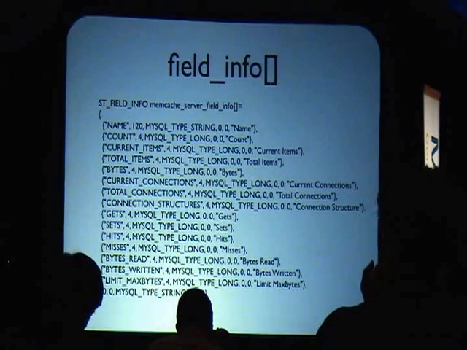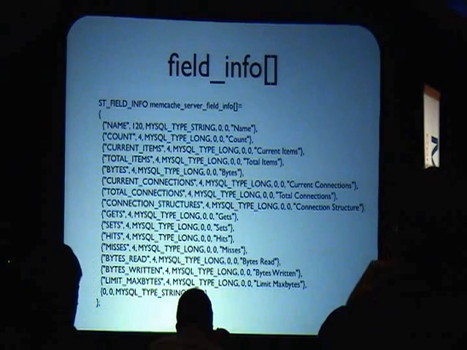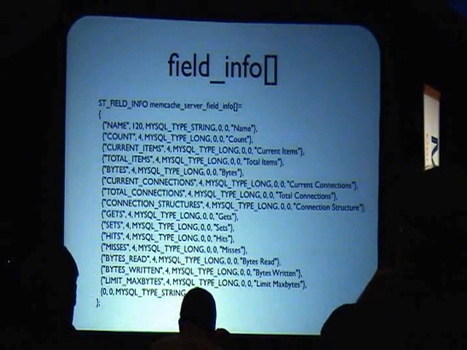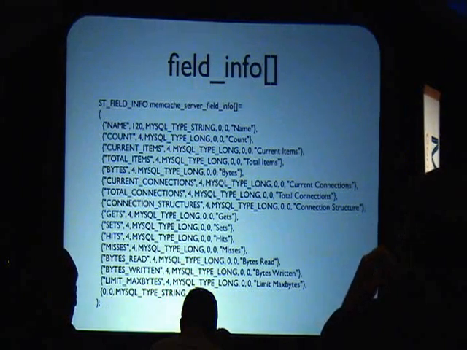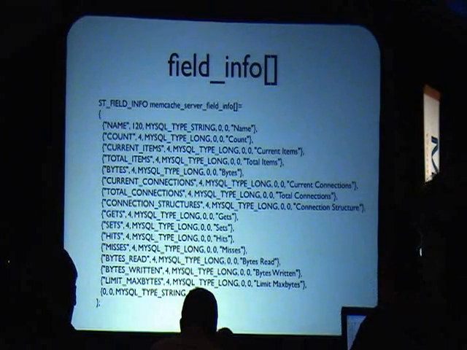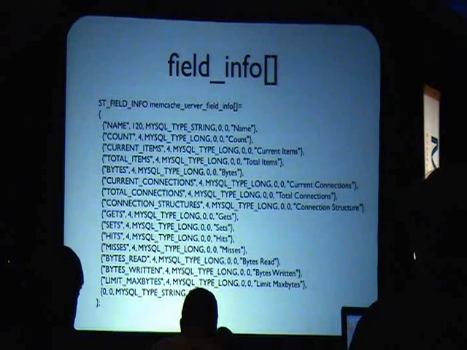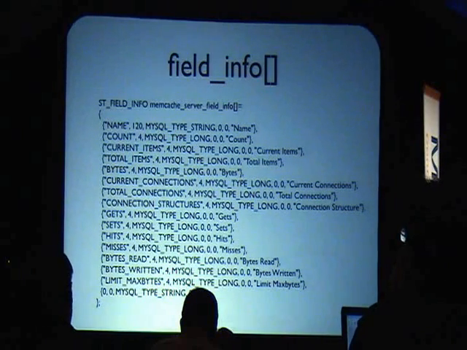So the structure is a simple pointer to a structure. Name, count, current items, total items, bytes, current connections, total connections, connection structures, gets, sets, hits, misses, bytes read, limits, max bytes, and then a null pointer at the very end. So if somebody types, like I said, describe table, these are all the field information pieces they're going to get. It's really straightforward.